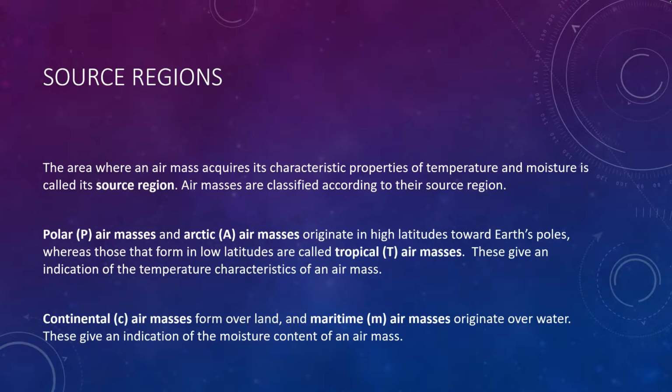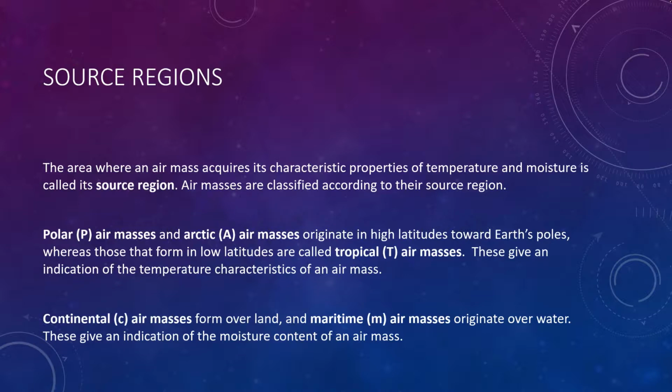When a portion of the lower atmosphere moves slowly or stagnates over a relatively uniform surface, the air assumes the distinguishing features of that area, particularly with regard to temperature and moisture content. The area where an air mass acquires its characteristics of temperature and moisture is called the source region. Air masses are classified according to their source regions.